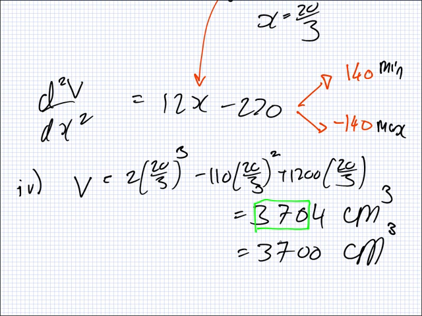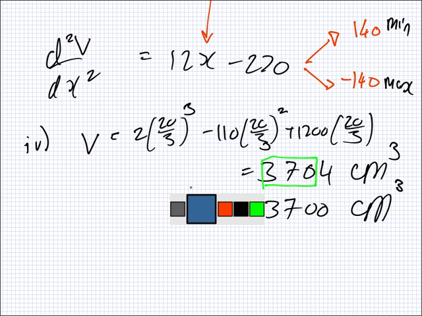3700 is actually 4 significant figures as well. How many significant figures in this one?